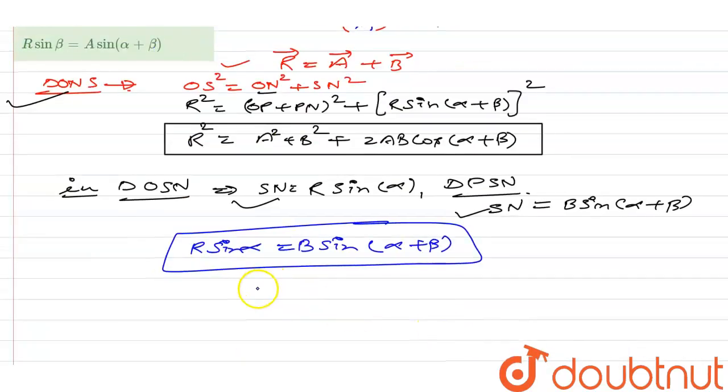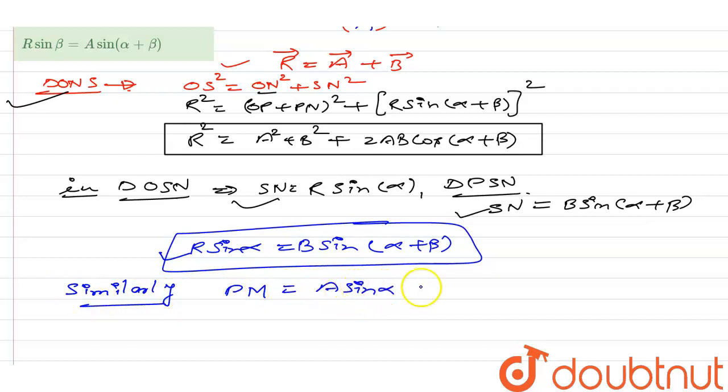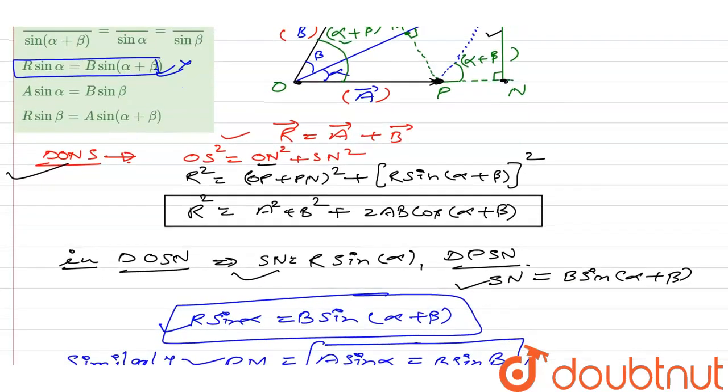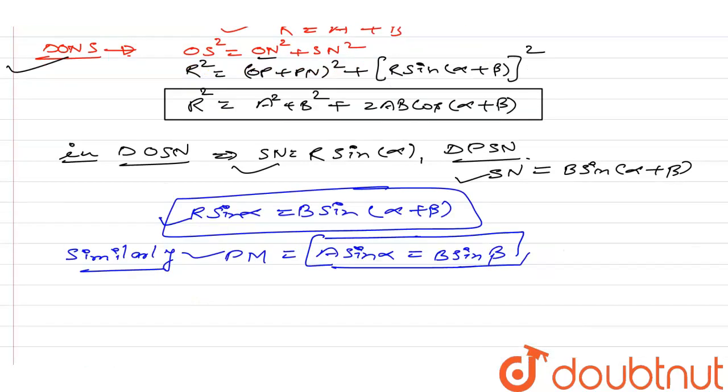After this, if we talk about the next, similarly, PM is equal to A sine alpha, so that will be equal to B sine beta. This is clear from the diagram. So A sine alpha is equal to B sine beta. So this is also matching, so this will also be correct because this statement is correct.